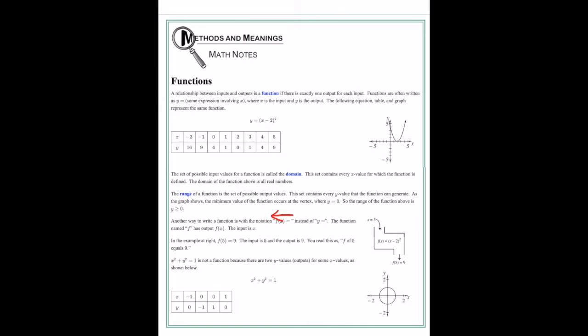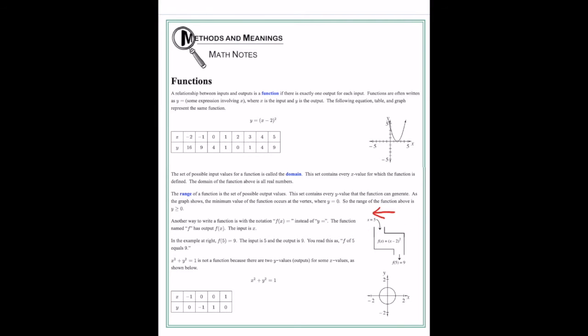Another way to write a function is with the notation f of x. This is called functional notation. So f of x equals, instead of writing y equals. The function named f has the output f of x, and the input is x. So we show this with a little function flow here.